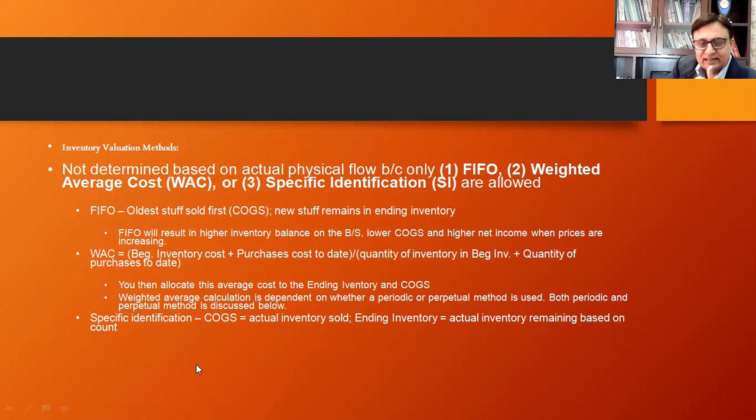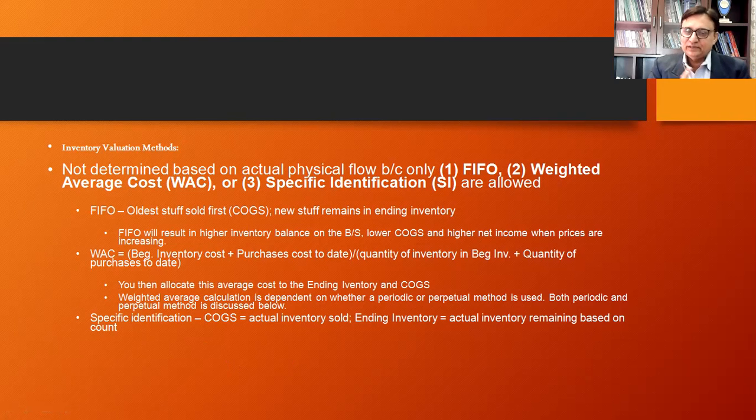So another one is the specific identification method. So here we will find out which nature of inventory is special in the category, and for that we have a tag on that. Every material which is purchased, for that we have a tag on that. So we will find out the price which will be charged to the cost of goods sold, depending on the actual inventory which is sold. So from the tag we will determine. So similarly, for ending inventory, whatever inventory is lying remaining based on the count, we will find out their cost.